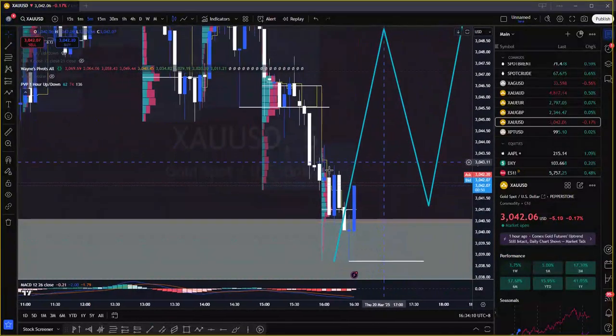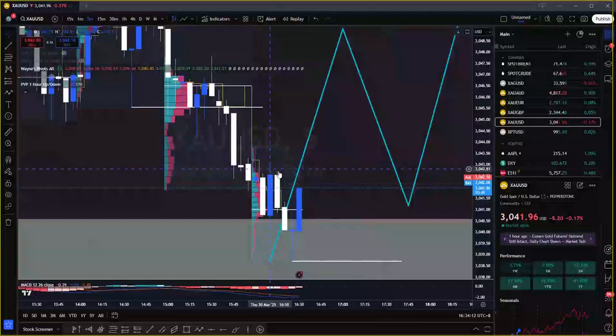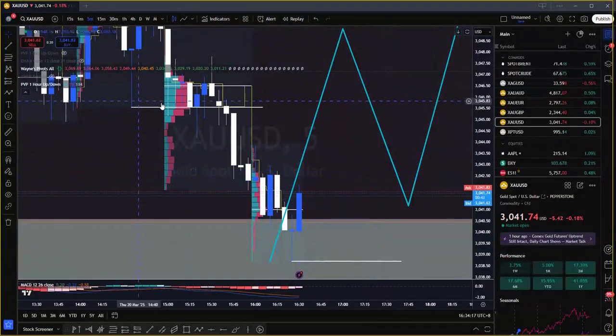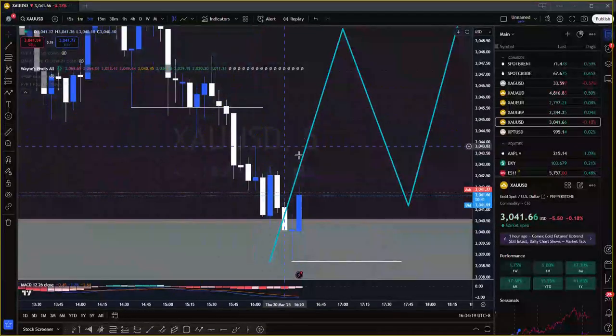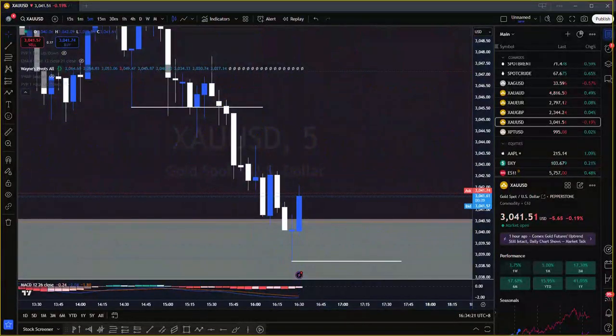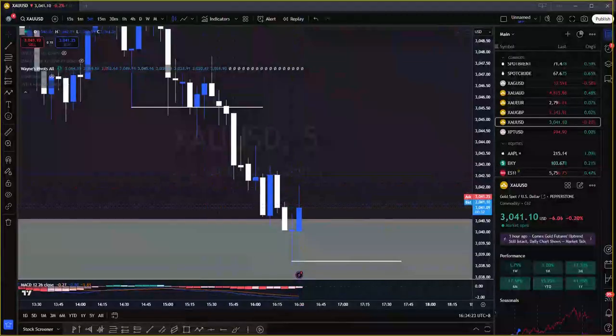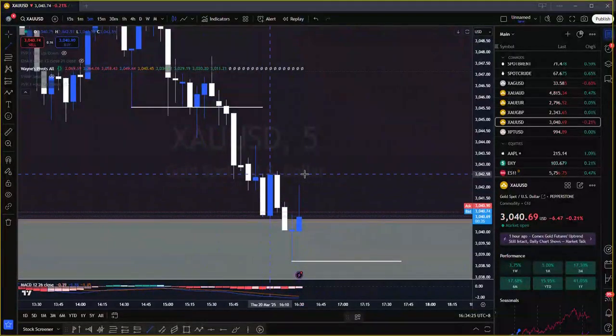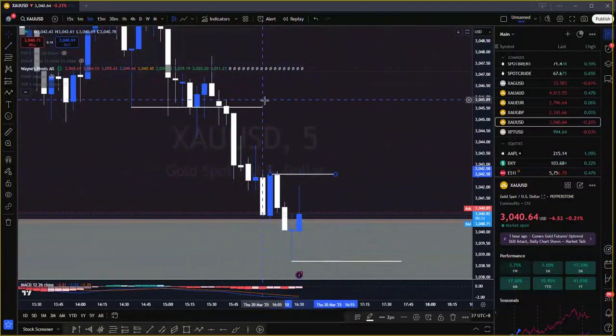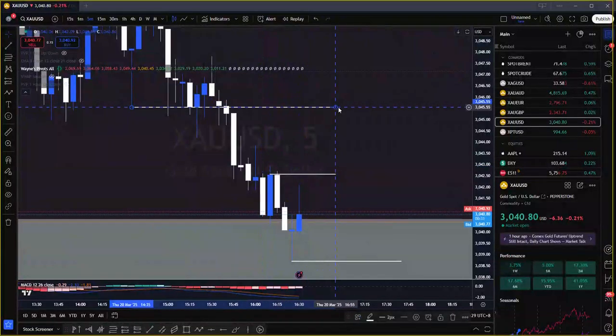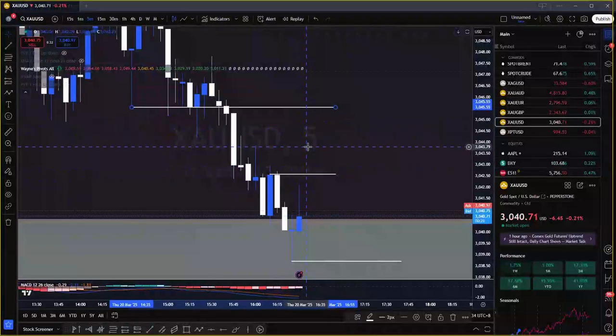The sellers came in here. Sellers were selling here, selling here, selling here, selling here. So this is the resistance line that we're looking at. And once you break, you have to look at this line here. You have to look at this line here. So there is very limited upside potential here.